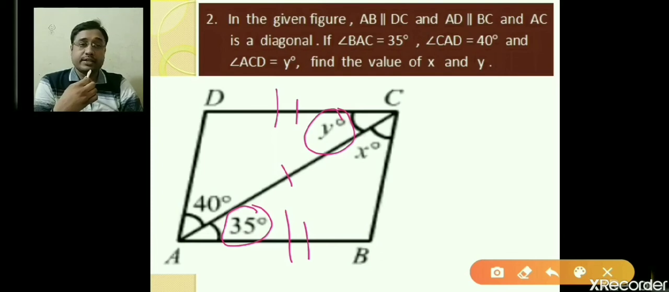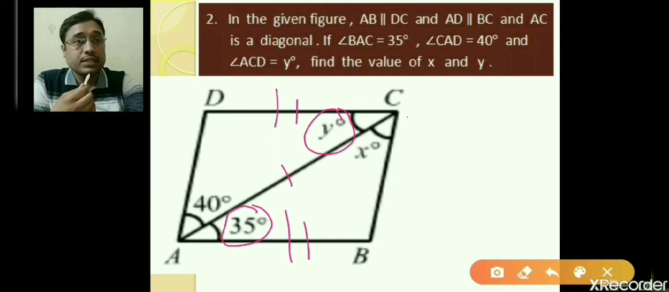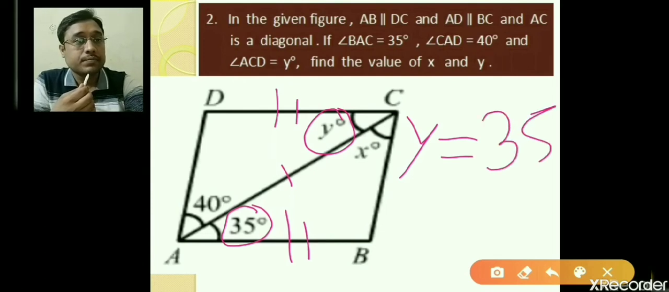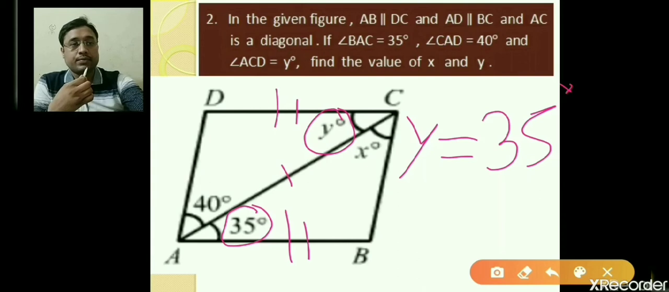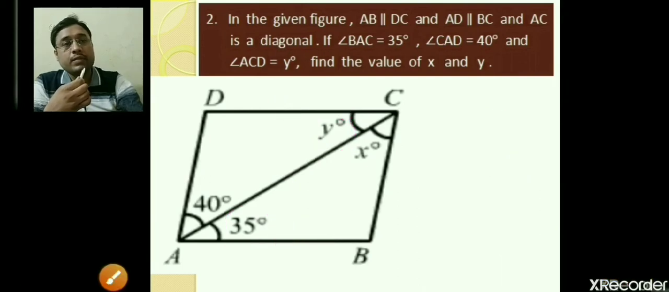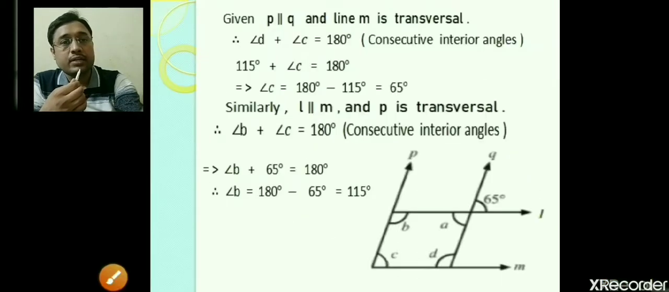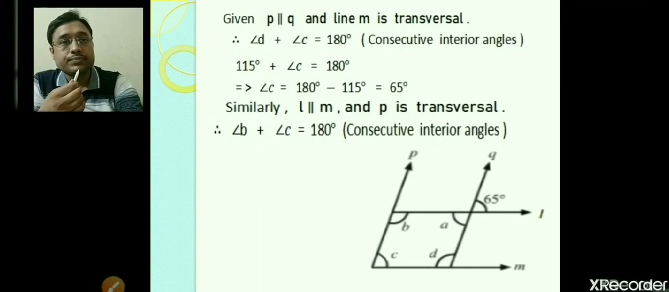Alternate interior angles, we can say. So we will say that this y equals 35 degrees. And the reason is alternate interior angles. Similarly, when this line AD, you can see that.